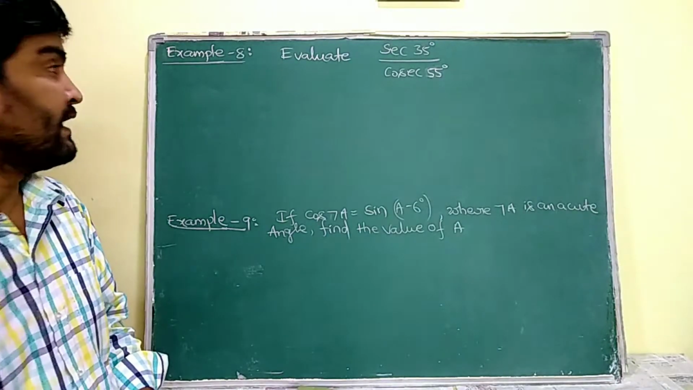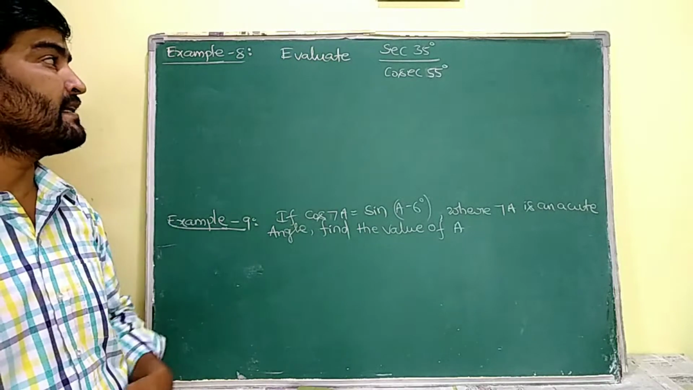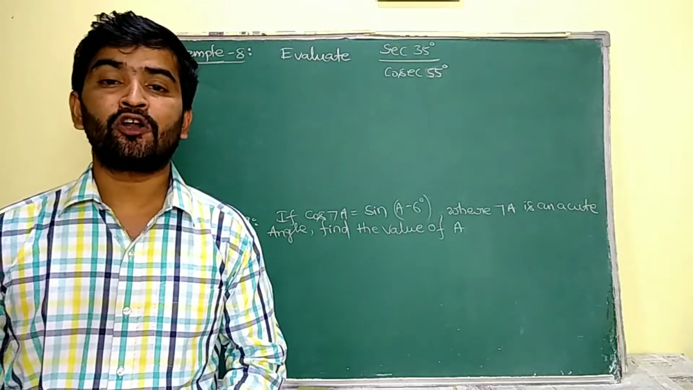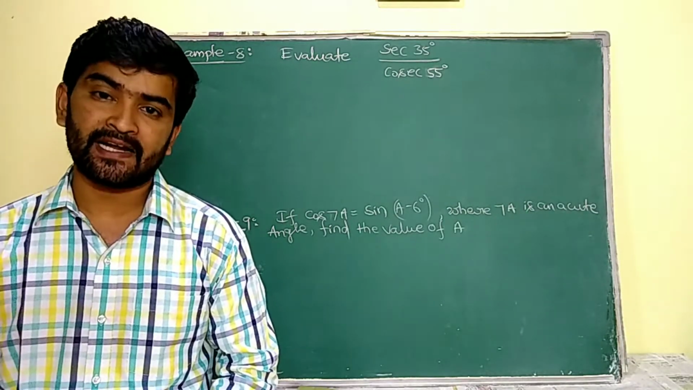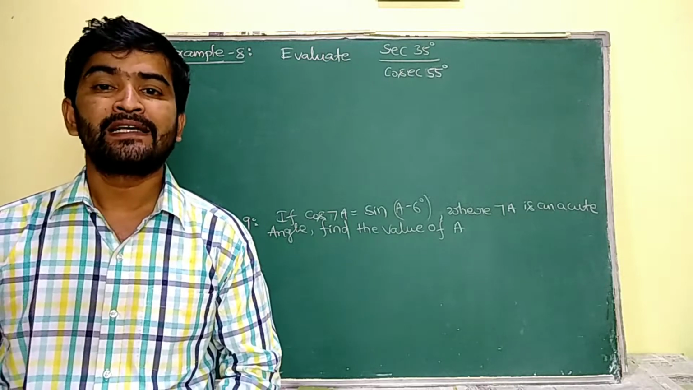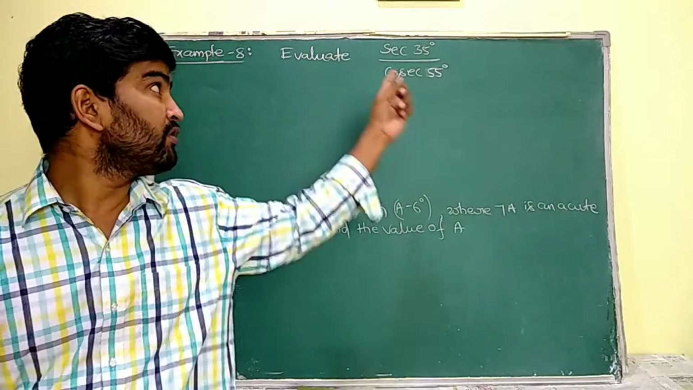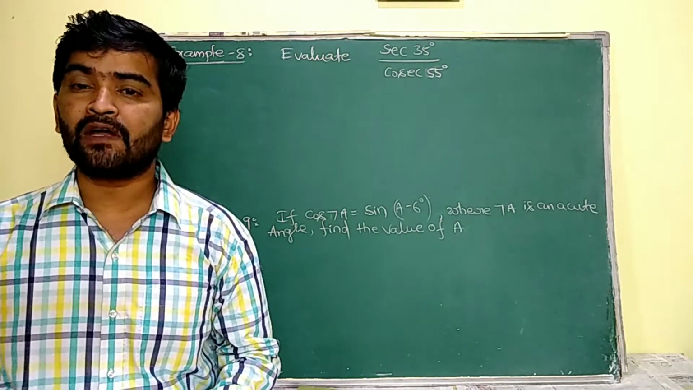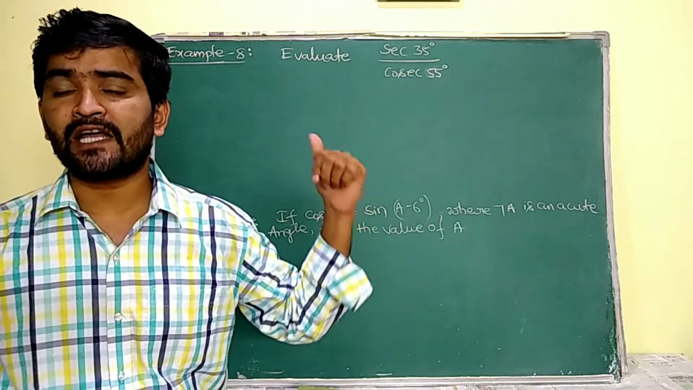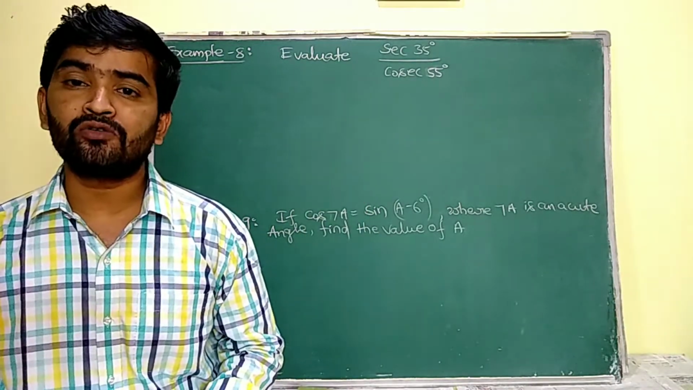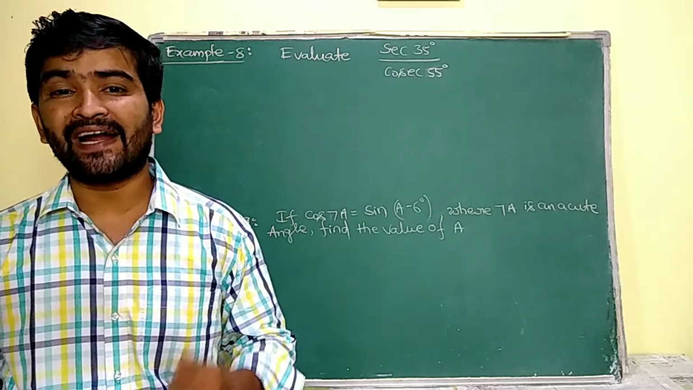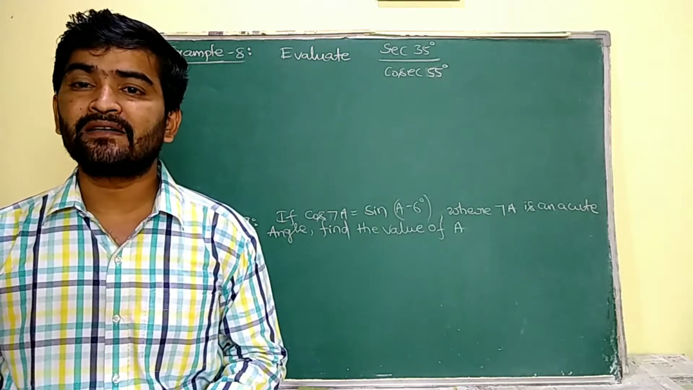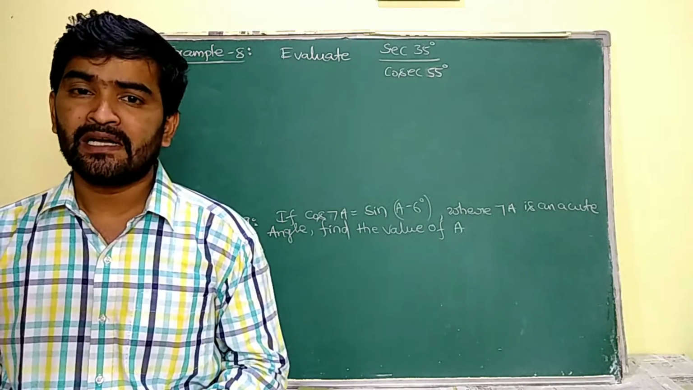Okay, see example 8. Evaluate secant 35 by cosecant 55. We learned the trigonometric table for the specific angles, that is 0, 30, 45, 60, 90 degrees. But we don't know the trigonometric ratios for the angles 35 and 55 degrees. If you have such angles in the question, then you have to check whether the two angles are complementary or not. That means, whether their sum gives 90 or not, we have to check it.